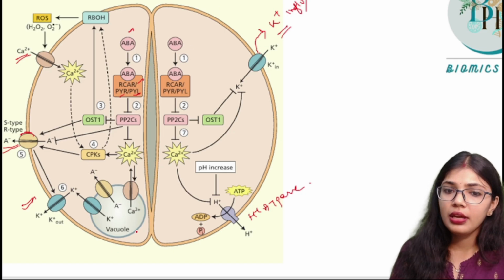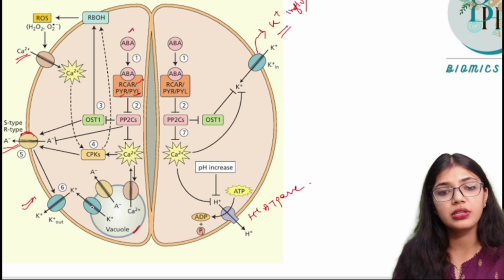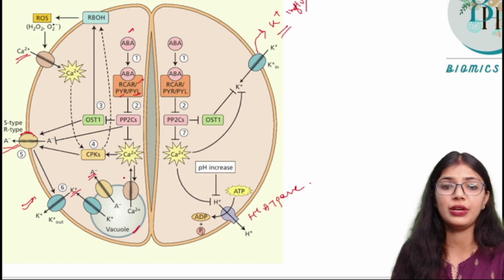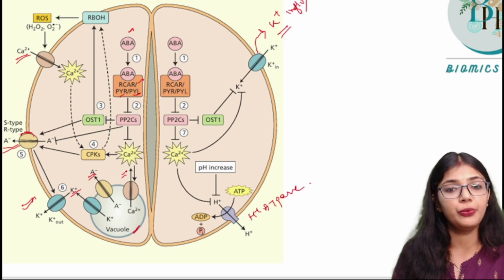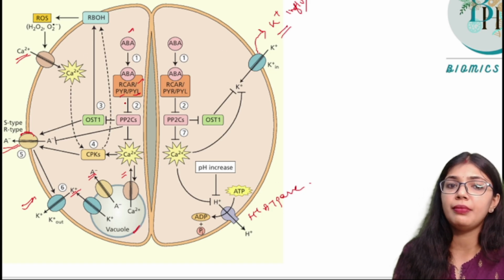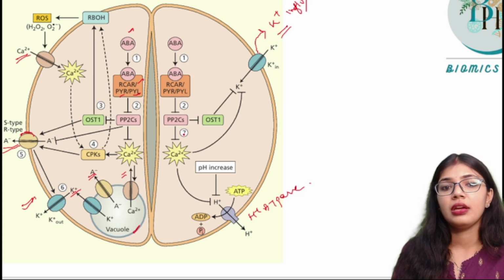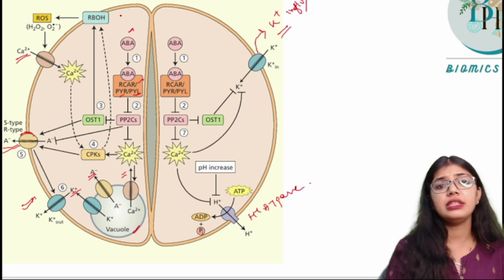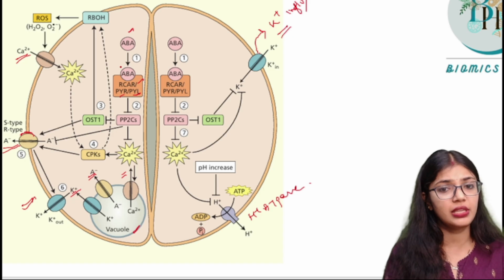Okay. Here, there is a presence of vacuoles, and in these vacuoles there are also channels like the K+ efflux channel, the anion efflux channel, as well as the calcium efflux channel. So there is formation of much solutes over here. Okay, so we will understand how this abscisic acid is controlling this.